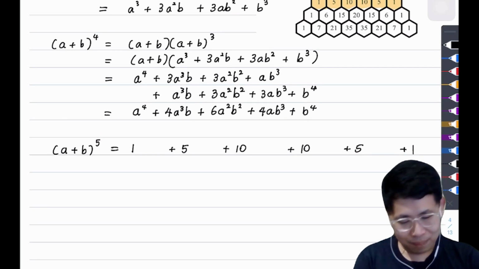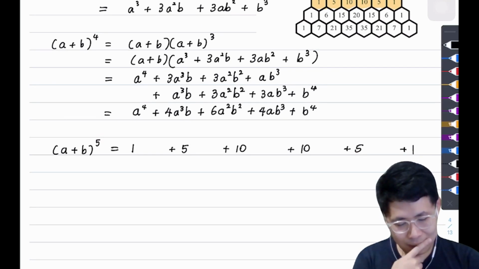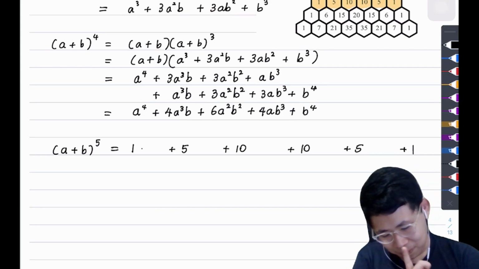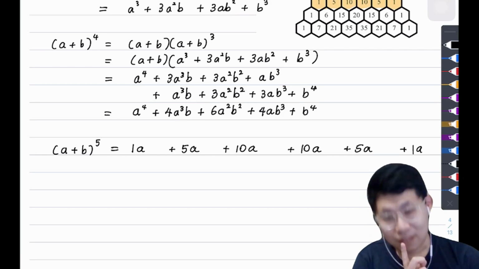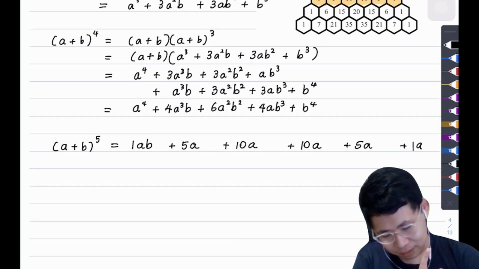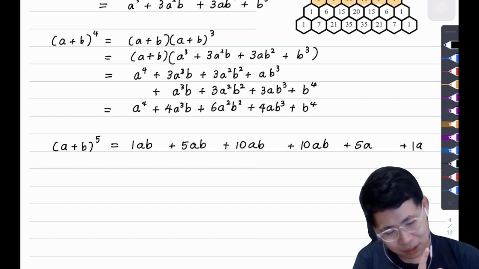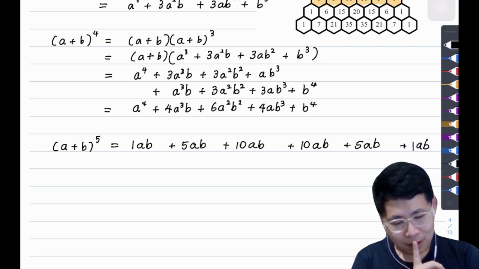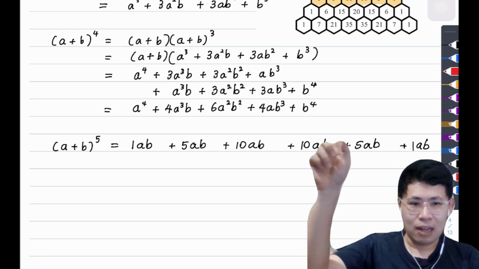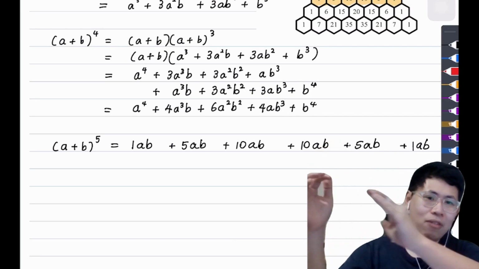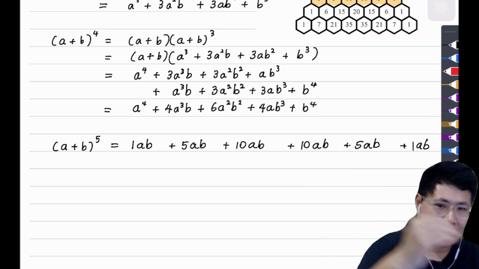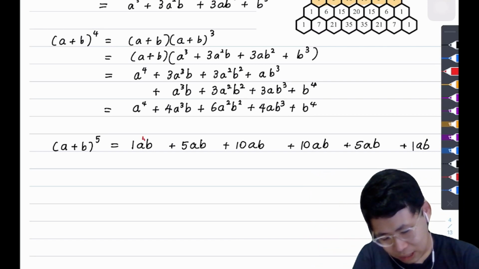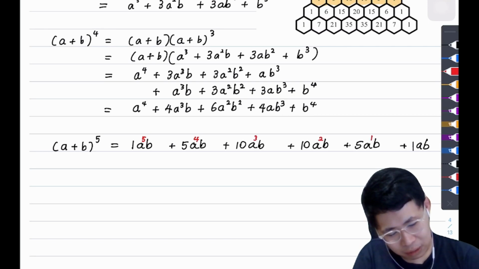Then the next thing that I want to do is, to make this faster, I'm going to put a for everything, and I'm going to put b for everything, because everything over there has a's and b's, correct? Then let's play with the powers. It's a power 4, a power 3, a power 2. So the powers of a are descending. We are going to start with power 5, power 4, power 3, power 2, power 1, power 0.